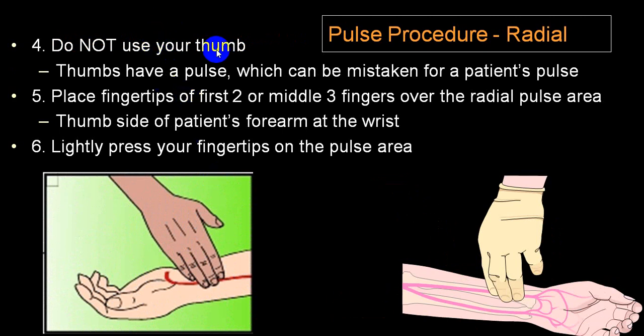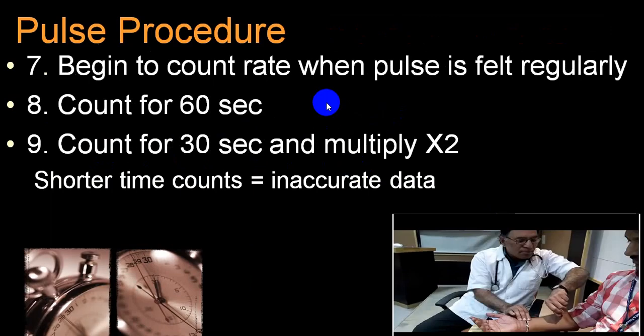Do not use the thumb. Place the finger over the radial pulse in an adult. In children, usually the brachial pulse is utilized. The pressure should be very light, and once you start feeling the pulse very nicely, now you can calculate the rate.